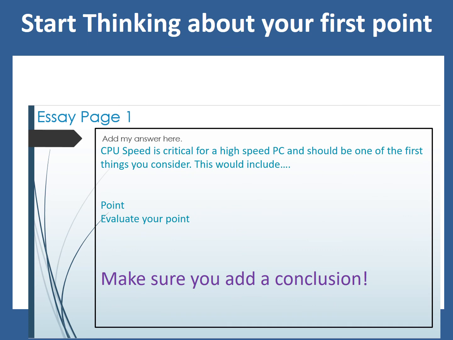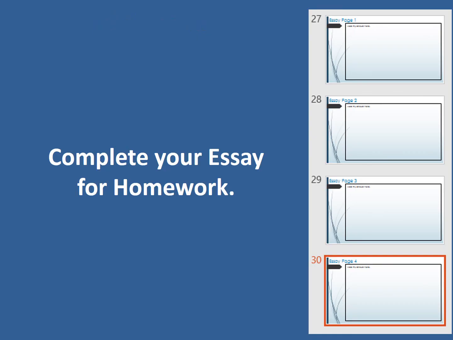Let's think about our first part. CPU speed is critical for a high-speed PC and should be one of the first things you consider. This would include, and write your answer. Make sure you make a point, but then evaluate that. Evaluate to explain your reasoning. At the end of your essay, you'll need a conclusion. This needs to be completed for homework.